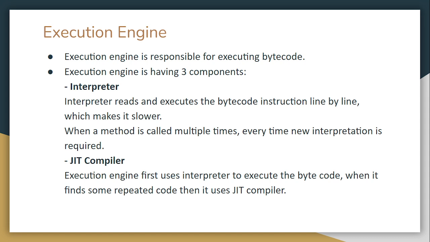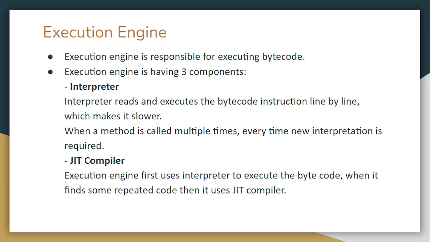So execution engine is responsible for executing bytecode, and with the help of these three components, programs are executed. So first one is interpreter. So interpreter reads and executes the bytecode instruction line by line, which makes it slower. When a method is called multiple times, every time a new interpretation is required.